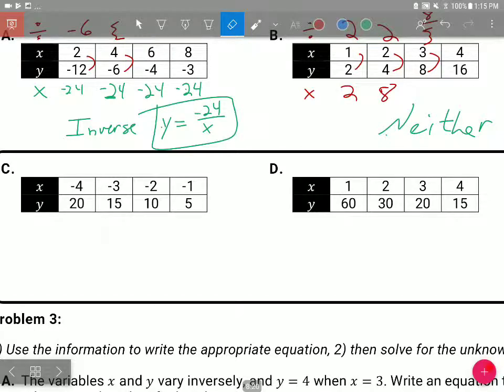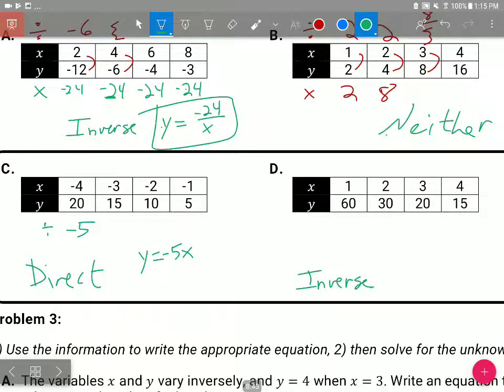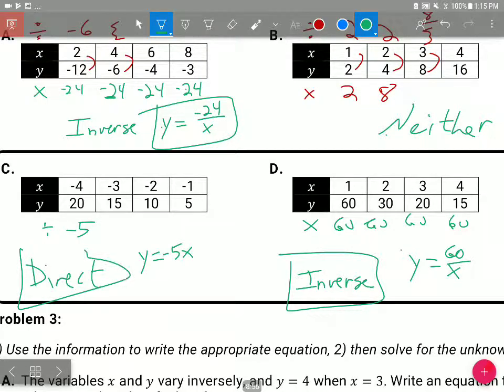Letter C, that is what? Direct or inverse? Direct. Direct, good. Because if you divide it, what's all of these divided by the x's? Negative 5. So since it's direct, you can say, hey, that's y equals negative 5x. I didn't ask you to do that, but you could have. D, what is D? Inverse. So you must have noticed when you multiplied them together, you got 60 all the way across. Therefore, this equation would be y equals what? 60 over x. Good. It didn't ask you for the formula, but that's what it would be.